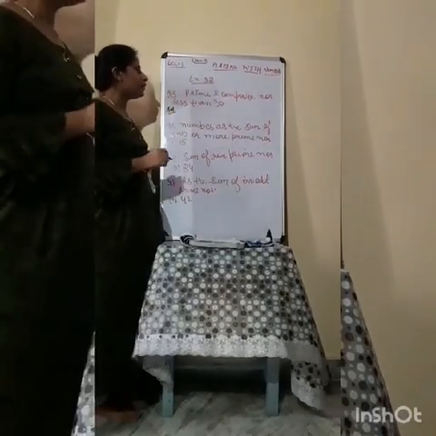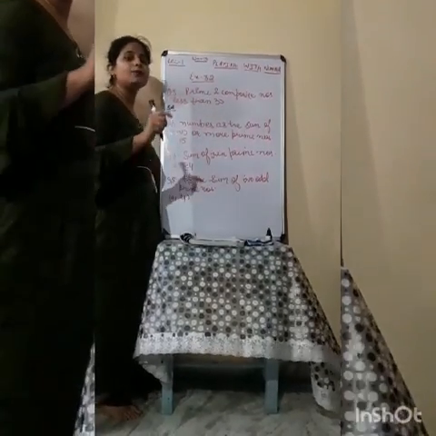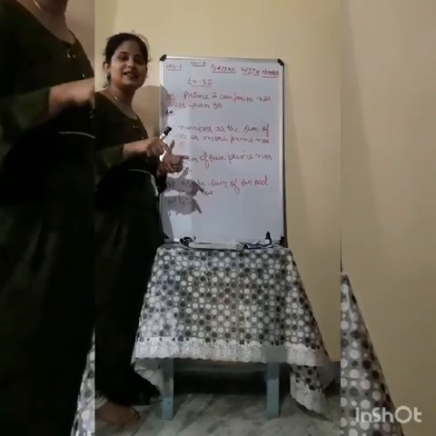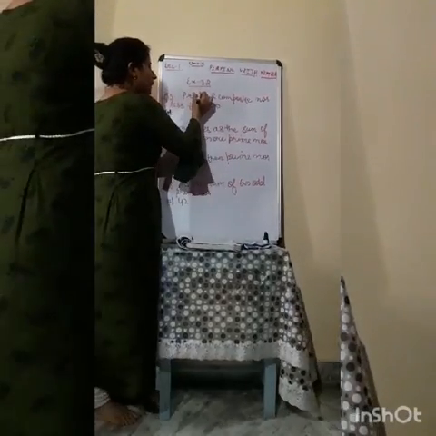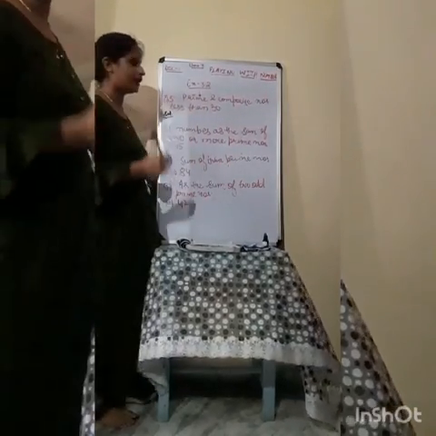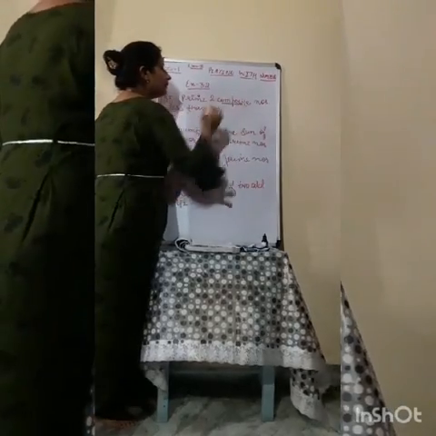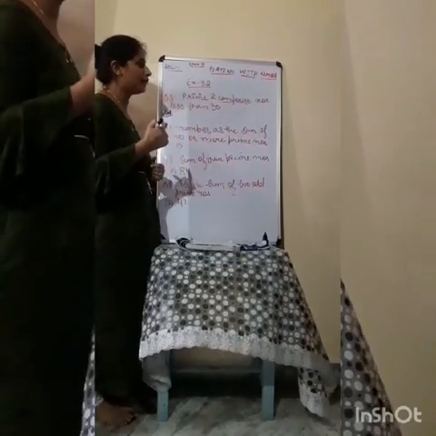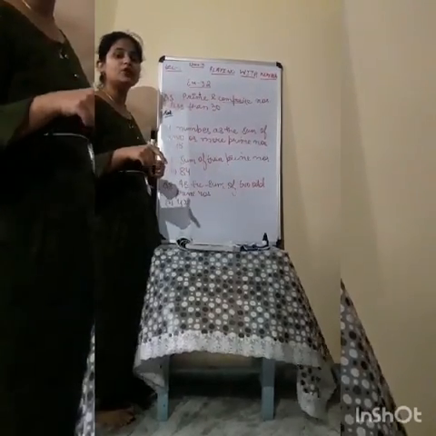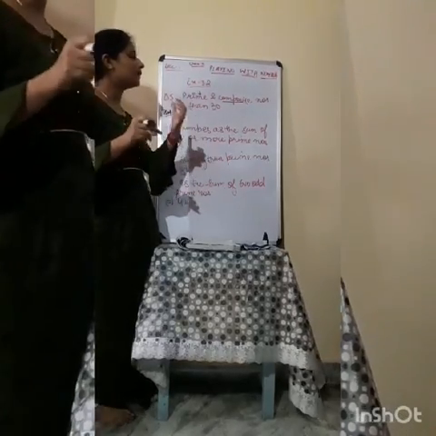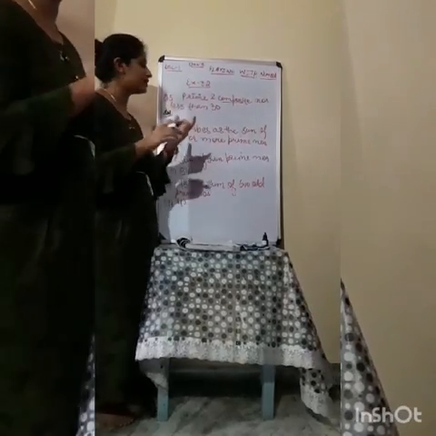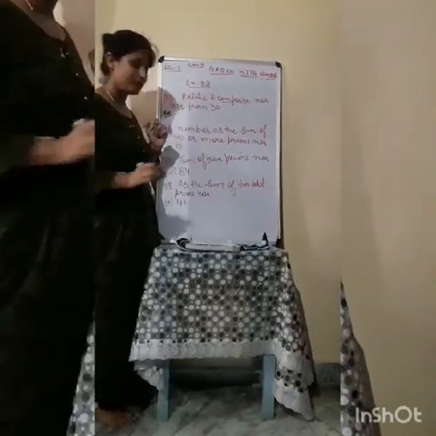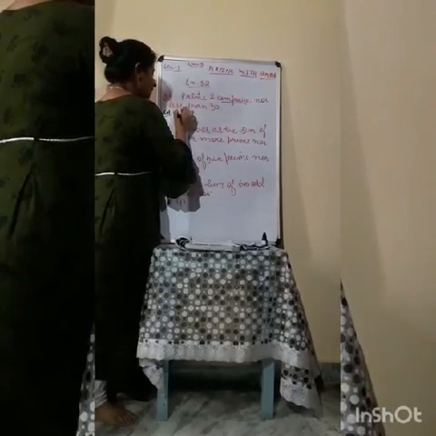Next question is you need to tell the prime and composite numbers which are less than 30. What are prime numbers? Those which have only 2 factors. What are composite numbers? Those which have more than 2 factors. Now you need to tell the prime and composite numbers which are less than 30. Okay? Firstly you will write prime.